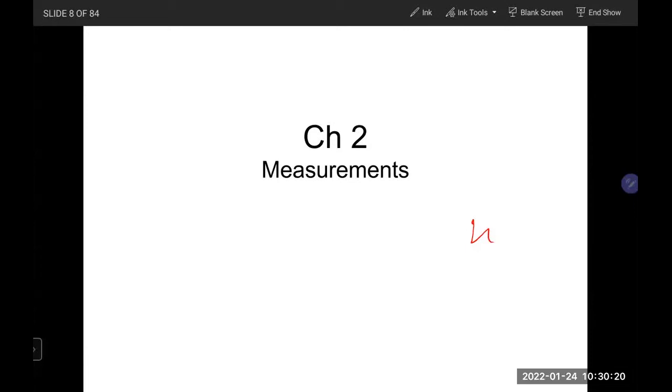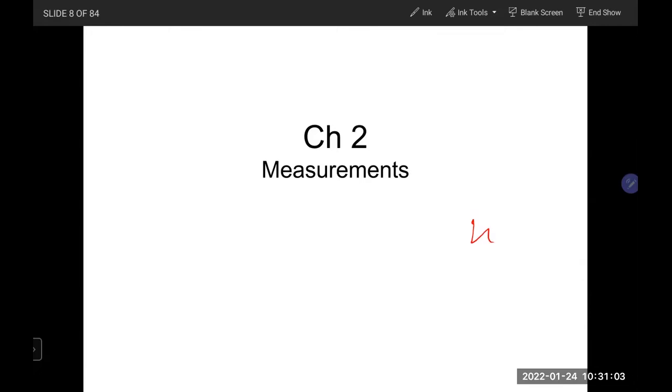Okay, welcome. We're going to get started lecturing today on chapter 2. Reminder on that, we are starting the first real experiment today, which is experiment 2, which is measurements and stuff like that. And again, the written pre-lab for Canvas is due today.